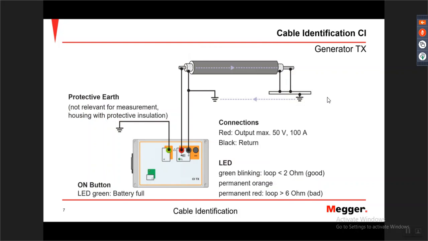Connections. Red goes to the core, which is the output, maximum of 50 volts and 100 amps. The black is a return path through earth or through another cable. The LED under the red connection: green blinking, loop is less than 2 ohms. Permanently orange, it is not connected, and permanently red, the loop is greater than 6 ohms.